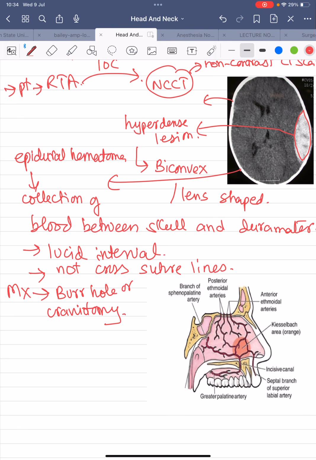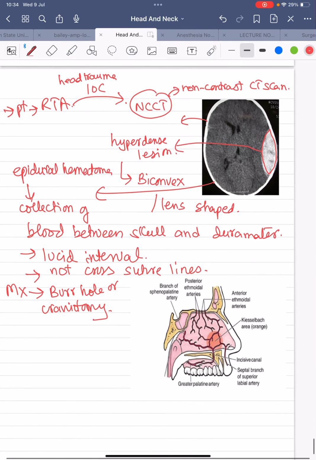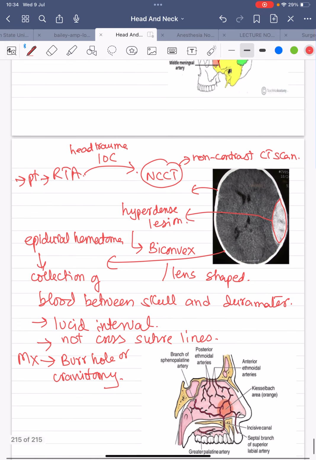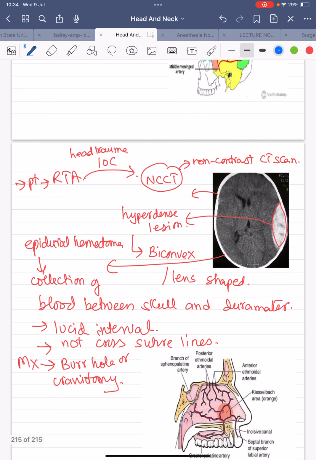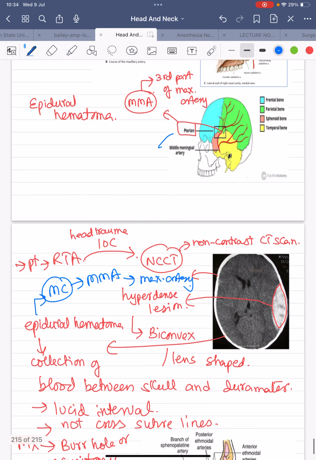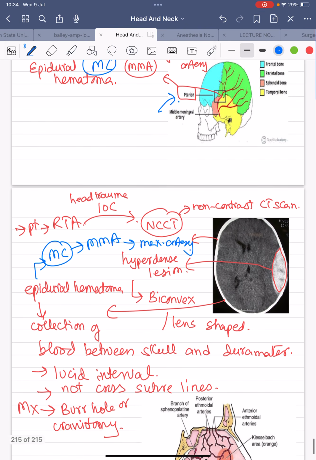middle meningeal artery. Please remember, epidural hematoma, the bleeding blood vessel, most common is the middle meningeal artery, which is a branch of your maxillary artery, which is passing here to a point known as pterion. This is also your MCQ. Okay, so this is your middle meningeal artery. Now see here.